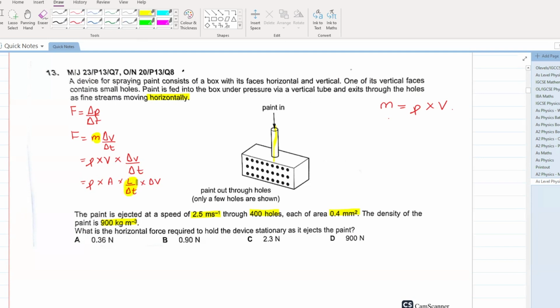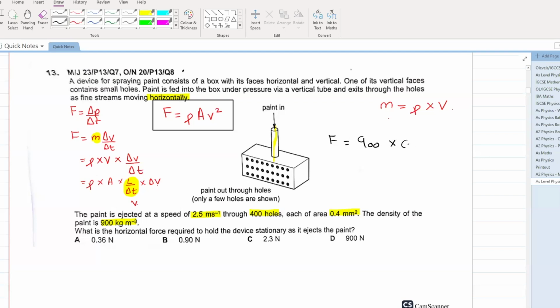This thing is also equal to what? Velocity. So the final formula for force also becomes what? Density into area into velocity square, because this thing becomes velocity, it gets multiplied with this and becomes velocity square. So this is your final formula for force. Perfect. Do you have the density here? Yes, 900.